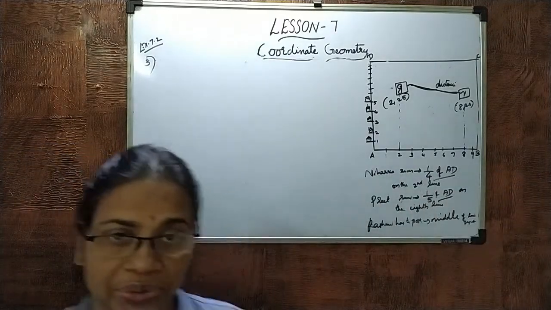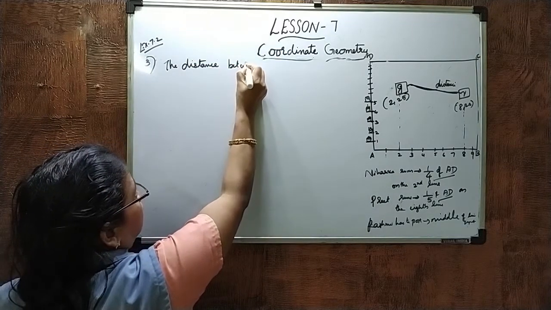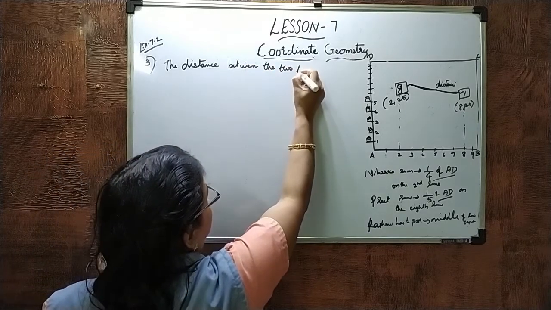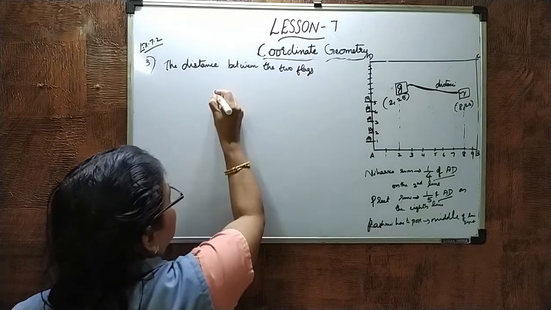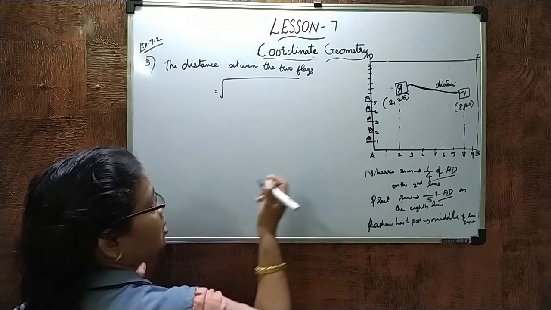So the next sentence you have to write: distance between the two flags equals. What do you have to do? How will you find out the distance between the coordinates? You have to use the distance formula. What is the distance formula?